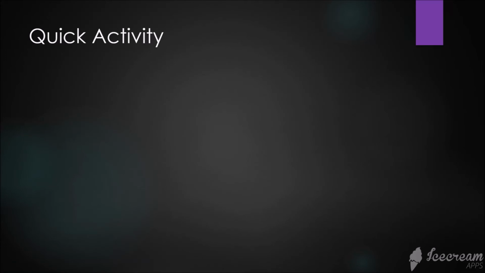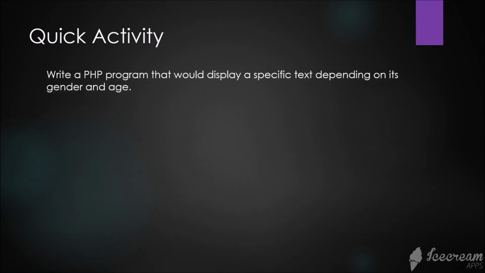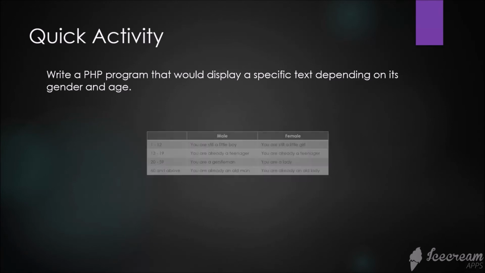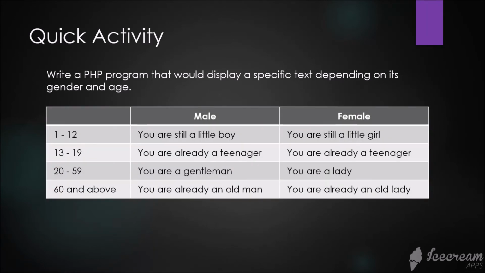Okay, so let's have our quick activity muna, guys. So write a PHP program that would display a specific text depending on its gender and age. Okay, so we have here yung basis natin nung mga text na kailangan nating i-display. So, if yung tao ay male, dito natin kukunin. Then, kung female naman siya, dito natin babasihin yung mga text na i-display natin. So, depende pa rin yan if anong specific age range niya.